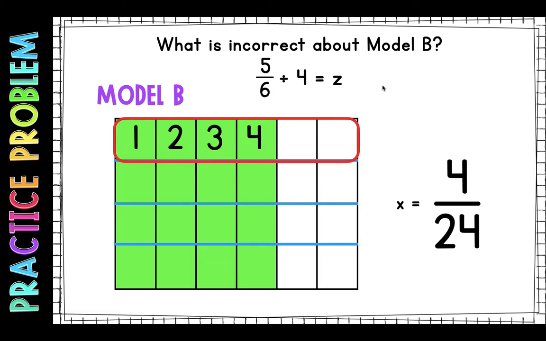You could have worded this a couple of different ways, but if you said something similar to this model is incorrect because only 4/6 is shaded, there should have been another column or another vertical section shaded. So this model actually represents 4/6 divided by 4, not 5/6 divided by 4.